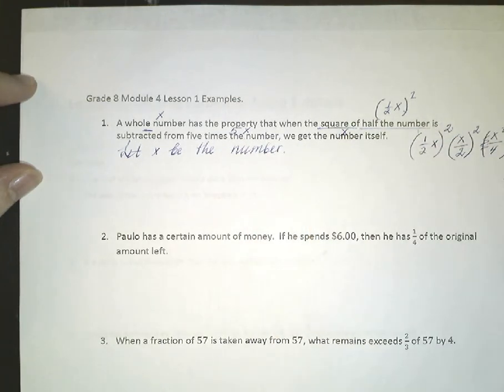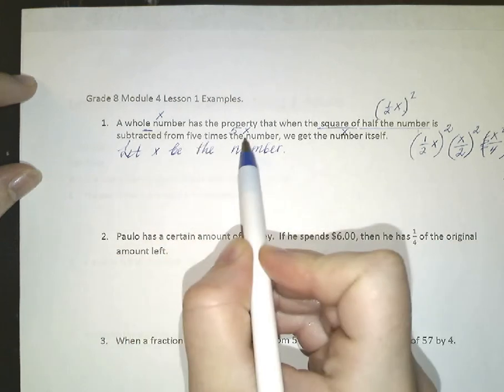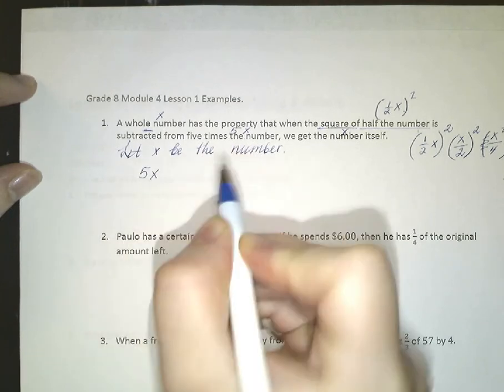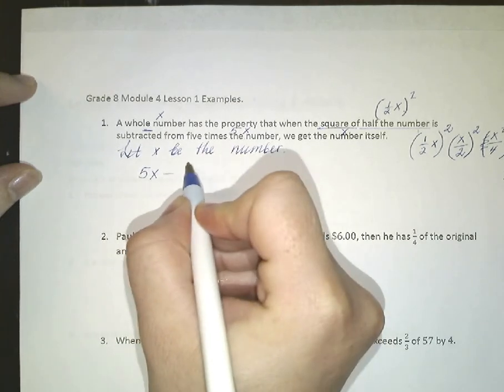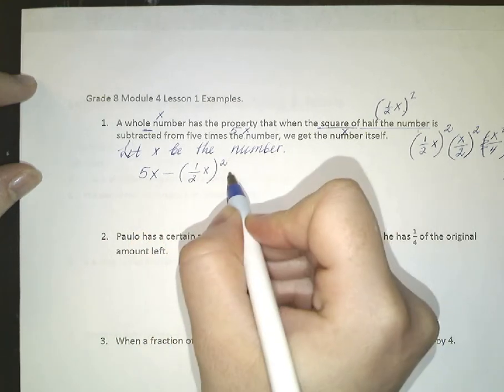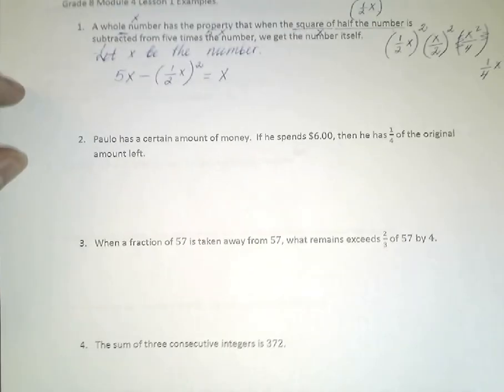Okay, so now we know what every word stands for. Now we need to put it in the form of a number sentence or equation. The square of half the number is subtracted from 5 times the number. 5 times the number is going to go first. Then we are subtracting the square of half the number, and we get the number itself. Here we go. We just transcribed the sentence. Let's look at the second example.